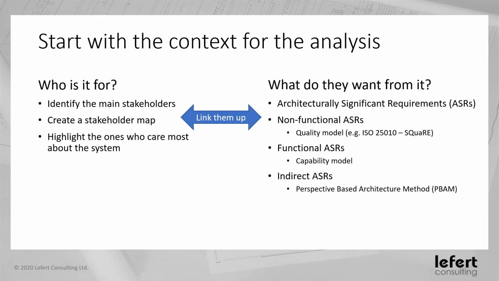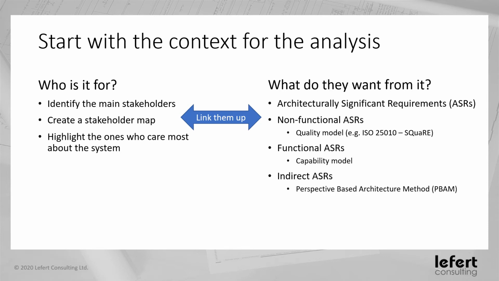A quality model is a good way of organizing a workshop to identify the relevant quality attributes and describe them as an initial set of ASRs. You might, for example, use ISO 25010 as a starting point. But quality attributes are just a part of the story. They cover what some people like to call non-functional requirements. But there are functional ASRs too. I found capability models to be a good way to structure the identification and collection of functional ASRs.